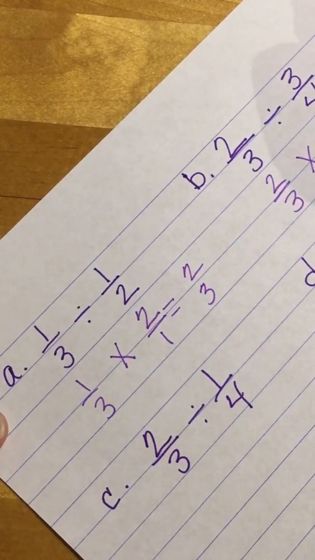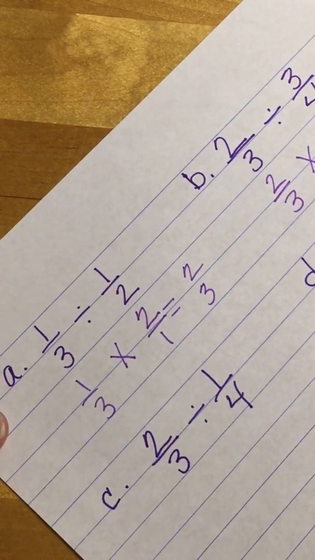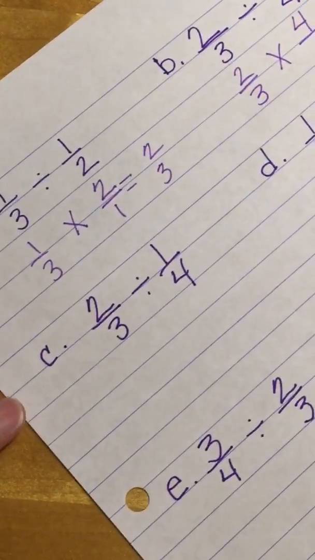2 times 4 is 8. 3 times 3 is 9. So I have 8/9 for my next problem. All right, let's go on to C.